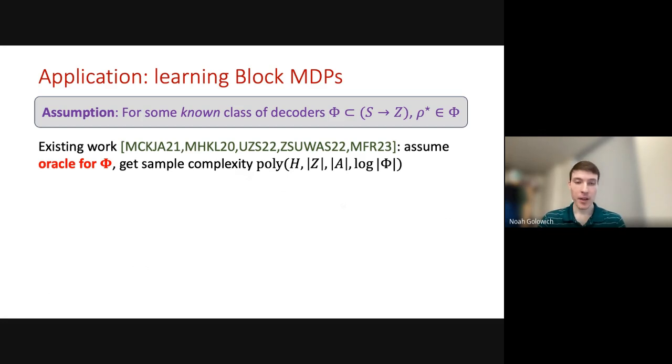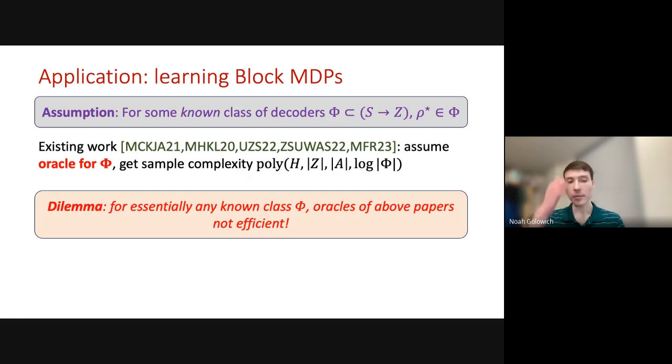A great deal of existing work, some of which is shown here, shows the following. If we're given an oracle for the class phi, then we can solve the block MDP problem, namely learn a near optimal policy, with sample complexity scaling as a polynomial in the size of the latent state space, as well as log of the size of phi and the other parameters. Now, there's one key catch here, which is that for essentially any known class phi, the oracles of these papers that I've mentioned are often not implementable in a computationally efficient manner.